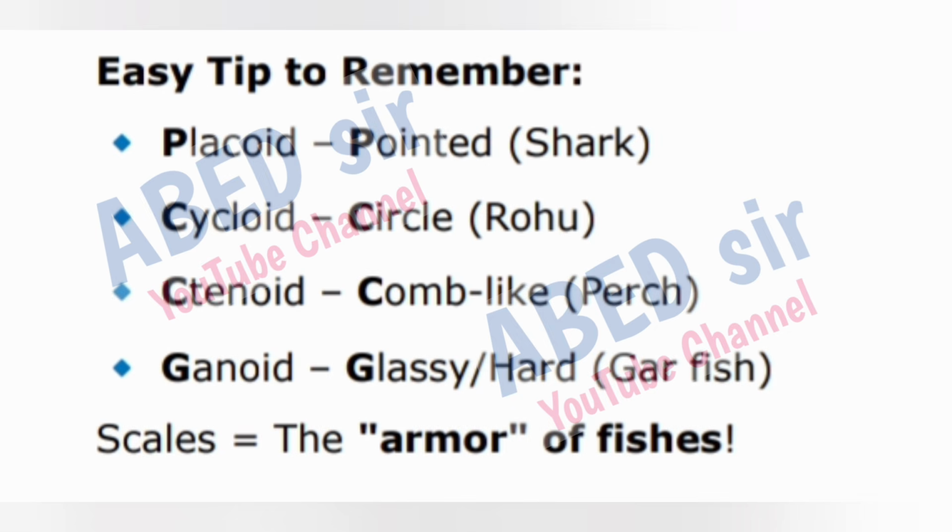Easy tip to remember. Placoid: pointed, shark. Cycloid: circle, rohu. Ctenoid: comb-like, perch. Ganoid: glassy hard, garfish. Scales equal the armor of fishes.